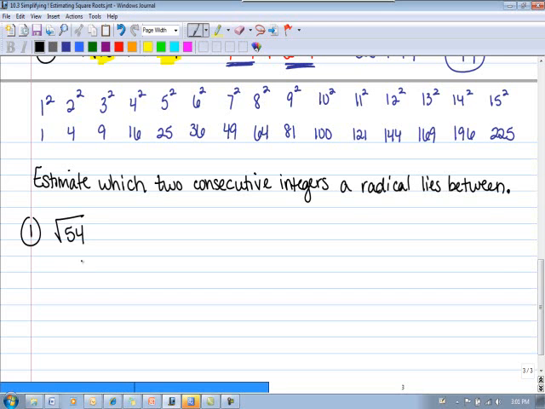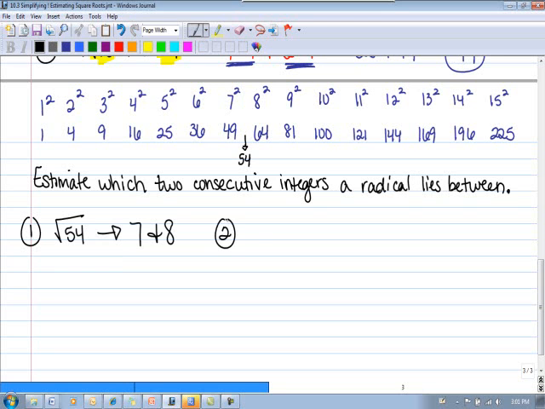So we take the 54 and we look at those perfect squares. And 54 would lie right here in between 49 and 64. So the square root of 49 is 7, the square root of 64 is 8, so the square root of 54 must lie somewhere in between the numbers 7 and 8. So the square root of 54 is between the consecutive integers 7 and 8.